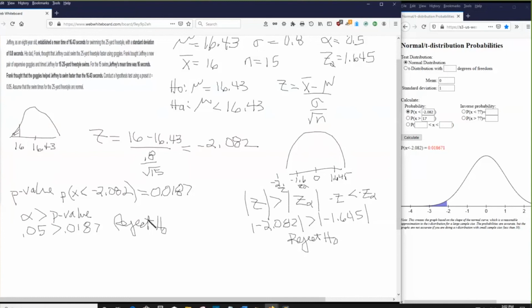And then we can say our conclusion is at the 5% significance level, we conclude that Jeffrey swims faster using the new goggles, and the sample data gives sufficient evidence that the mean time is less than 16.43 seconds. Okay, so that should be everything for hypothesis testing with a single sample.